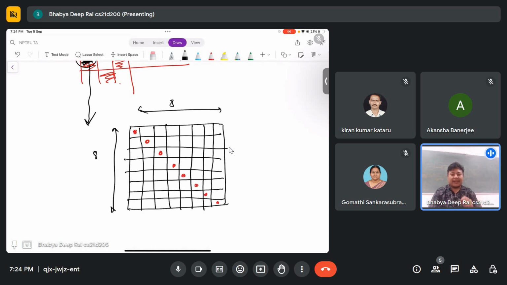So I have a total of 9 rooks in my hand. I have placed 8 rooks. I have 1 remaining in my hand. Where do I put that remaining rook? If I put here or here or here, or any column for that matter, the rook at that particular position will always attack me.